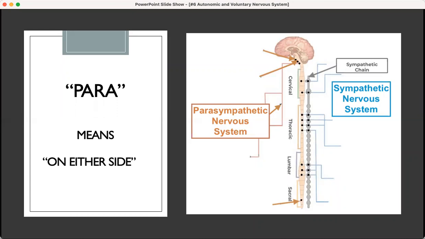Parasympathetic means on either side. So the parasympathetic nervous system is coming out of those cranial nerves up above. Up here, the cranial nerves, the sacral plexus, the parasympathetic, and this big long chain, that's the vagus nerve. That's called the wandering nerve, cranial nerve 10. That's affecting multiple different organs.